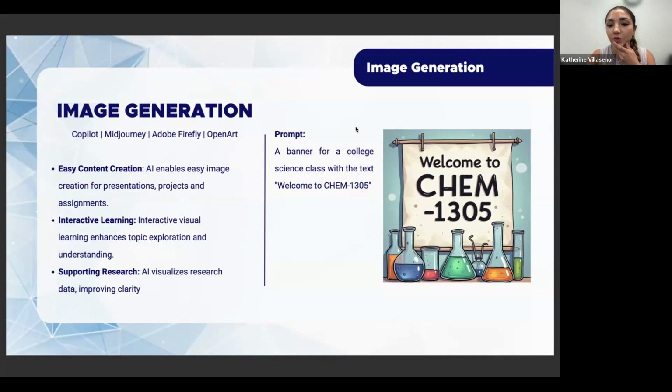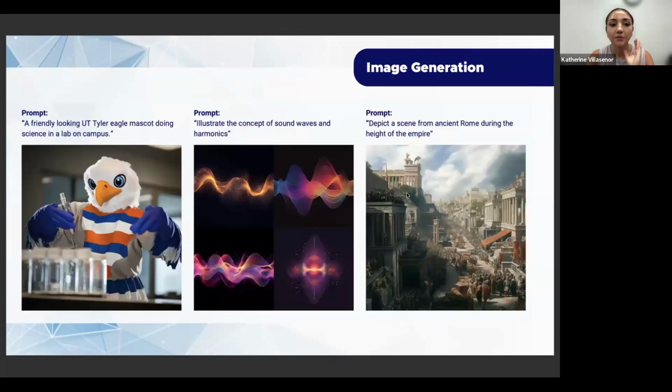This is an example of a prompt that she used, which was to create a banner for a college science class with the text "Welcome to Chemistry 1305," and this is what it came up with. So it's a really nice visual and it's really quick to have those images ready. These are some other examples that she used.